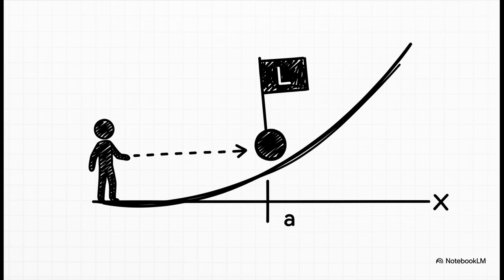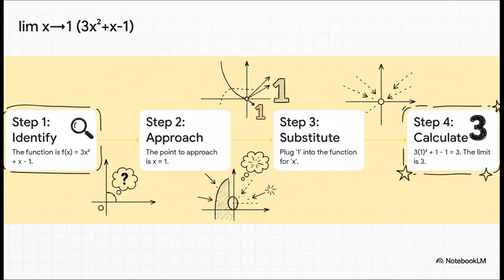If our path is perfectly smooth, with no potholes, no gaps, no weird breaks, then the destination we're approaching is exactly the same as the spot we actually land on. In these easy-peasy cases, finding the limit is as simple as just plugging the number right in. Let's try one out real quick. We want to find the limit of 3x squared plus x minus 1 as x approaches 1. Now this function makes a beautiful, smooth, unbroken path.